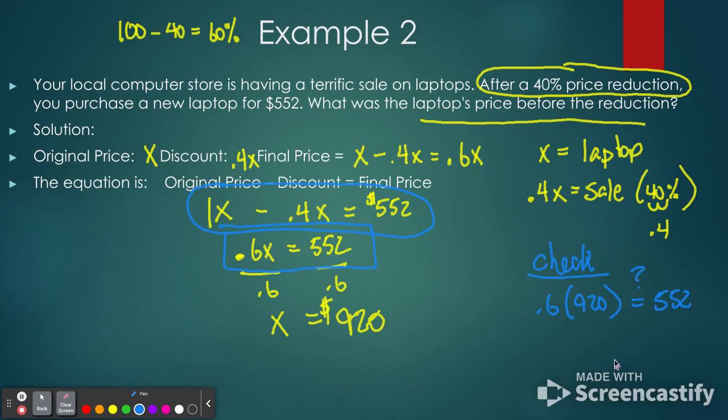So this is a question mark, we're checking it. We grab our calculator, take 0.6 times 920, and we get 552. So 552 does equal 552, and we have correctly solved this problem. Check.